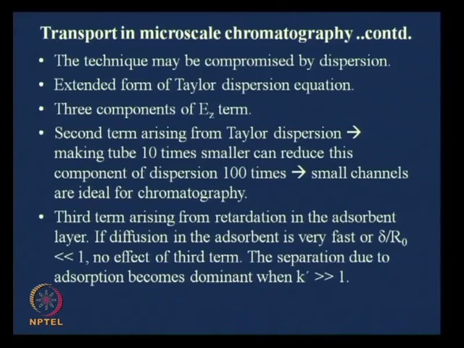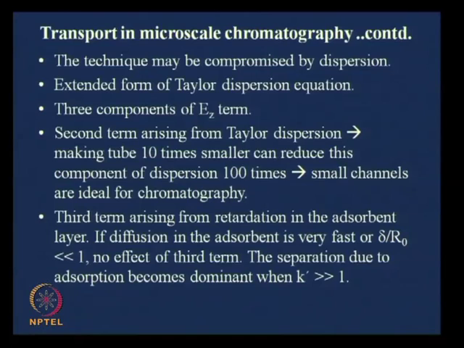All right. So now, if I go back to the PowerPoint slide, we said that the technique may be compromised by dispersion. The extended form of the Taylor dispersion equation, that is what we have already written here, has three components of the Ez term. The second term arising from Taylor dispersion means that making the tube 10 times smaller can reduce this component of dispersion 100 times, because you have an r naught square type dependence. So, small channels are ideal for chromatography. Smaller the channel, the better. Of course, you cannot make it small endlessly, because you will encounter a very high pressure drop as you make it smaller. But at least from the dispersion point of view, smaller is better.